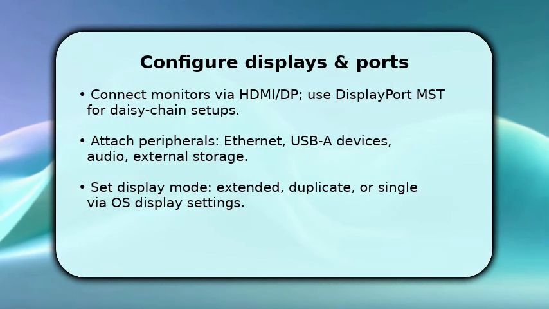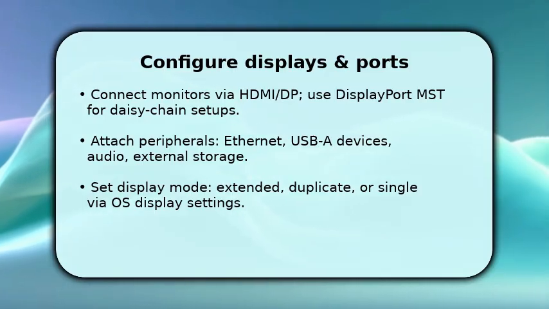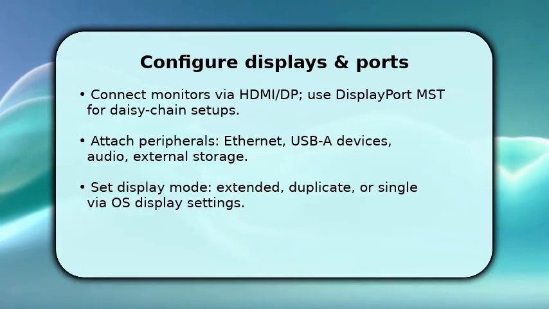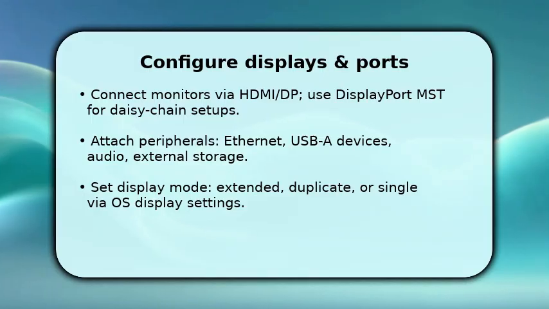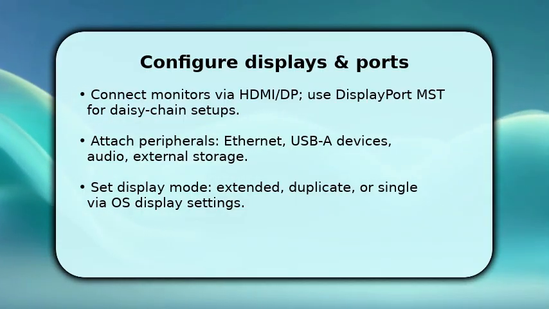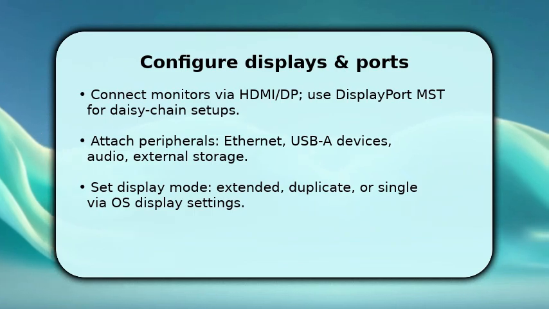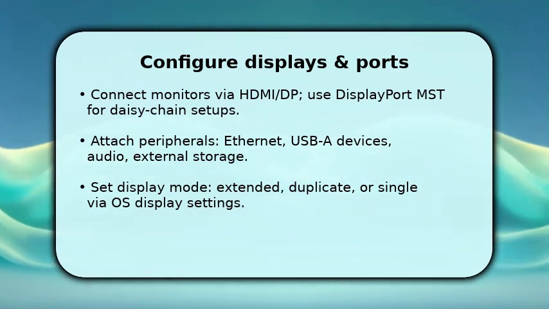After connection, address displays and port assignments. Plug monitors into the dock's HDMI or DisplayPort outputs. For multiple monitors, use DisplayPort MST or manufacturer guidance to chain displays. Attach Ethernet, keyboards, mice, and external drives to the dock's respective ports. Make sure high-power devices use powered USB ports or the laptop's own power. Then open your operating system's display settings to choose extended or mirrored modes, and adjust resolution.